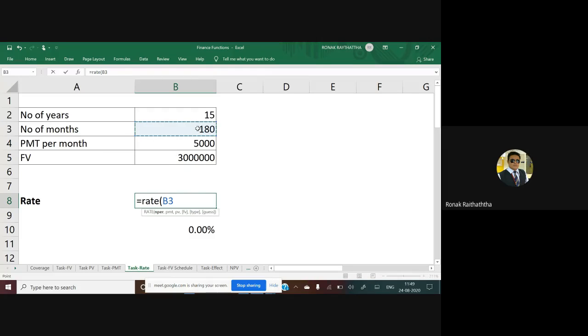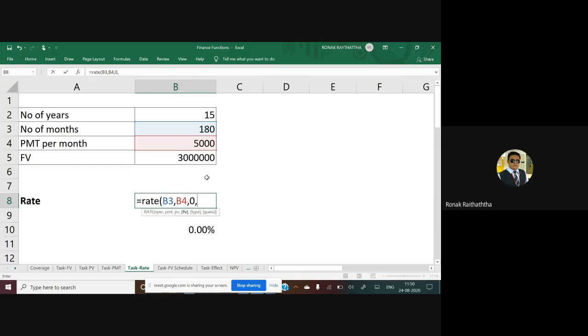Now it's not required to put a direct amount in the formula. Try to understand, you can link it to a particular cell. In this case, I have linked it to B3, that is the B3 cell, comma. PMT would be 5,000. I'm selecting the 5,000 because that is the second parameter, comma. Then you have the PV. For PV, you do not have any amount. He has not stated what his present value is. So I'm putting 0 as PV, comma.